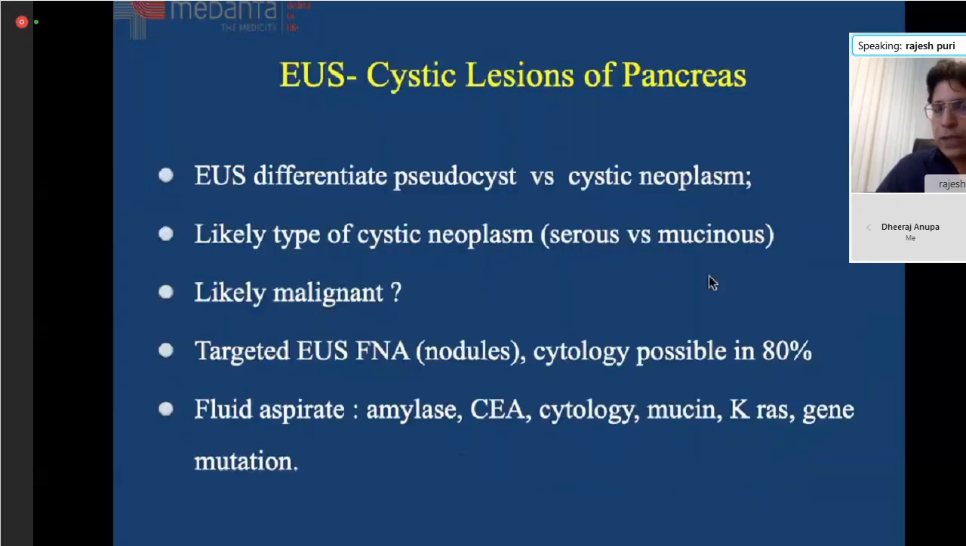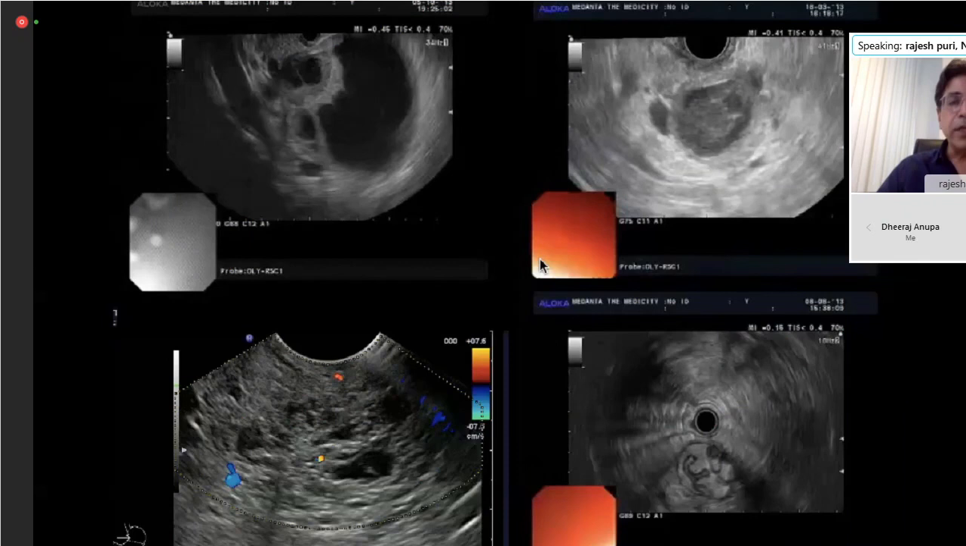For the last few slides, for cystic lesions of the pancreas, EUS is important because it differentiates pseudocyst versus cystic neoplasm. It differentiates what kind of cystic neoplasm, because again, you can see whether this patient requires follow-up or surgery. Is it malignant or not? EUS-guided FNA, aspiration of the fluid is possible. You know about the nature. I'm not going into the detail, but anybody who wants, I'm able to answer after my talk by email. So these are the various reasons.